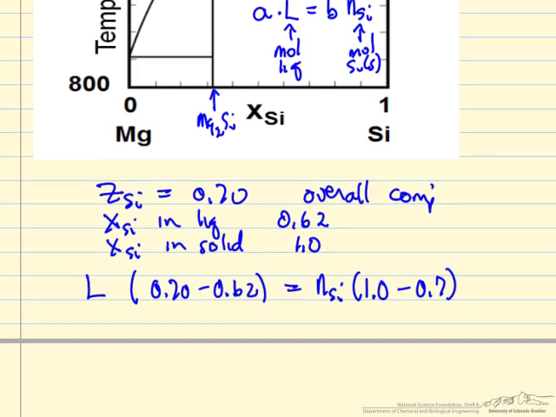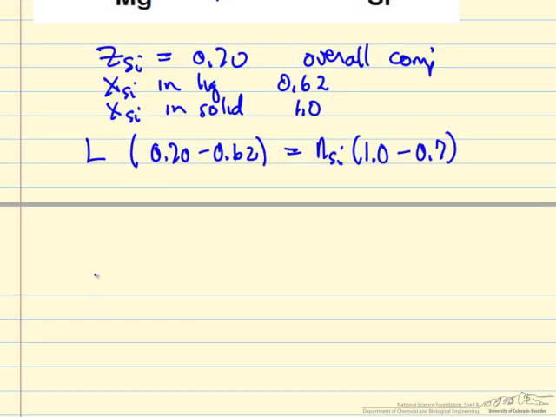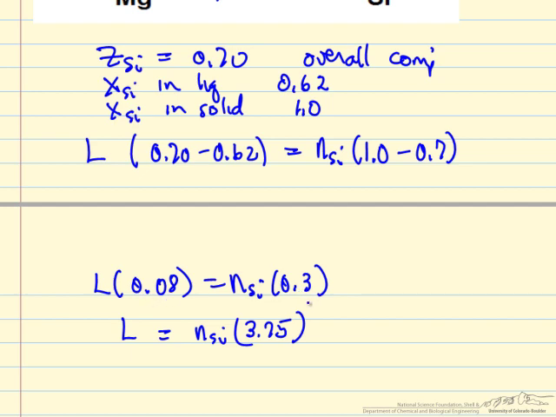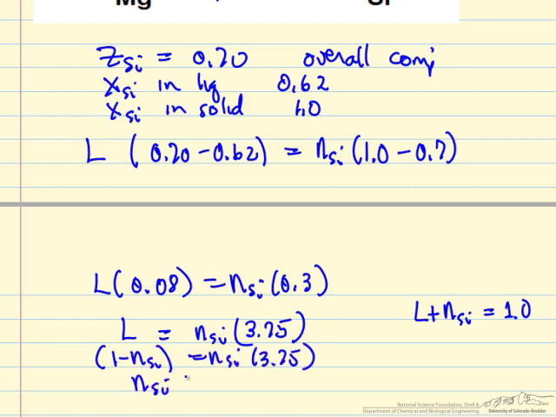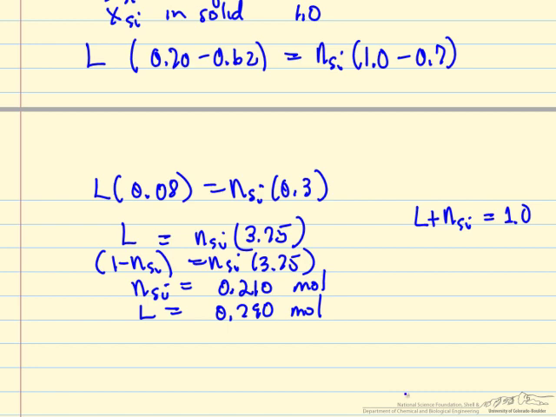And so we have a simple algebraic equation that we can rearrange. So you can get L times 0.08 equals the moles of silicon times 0.3. So I've done the division, divide 0.3 by 0.08. And of course, we picked as our basis 1 mole. So that meant that L plus the number of moles of silicon is equal to 1. So L is 1 minus the number of moles of silicon. And now we have a simple algebraic equation that we can solve for the number of moles of silicon, 0.2 moles, which means L is 1 minus that, 0.79 moles.